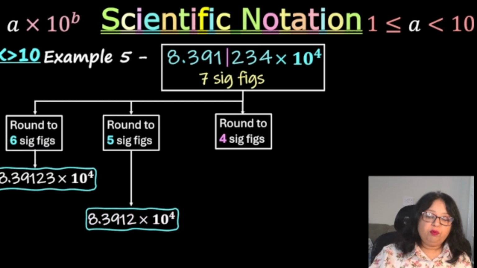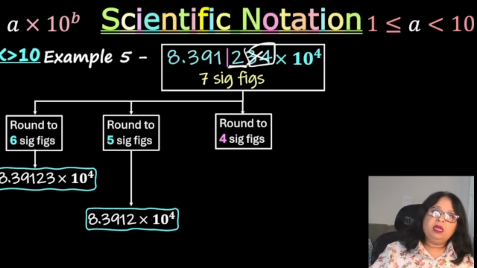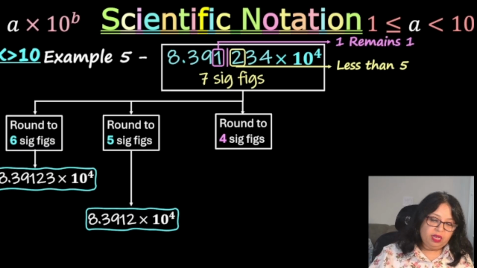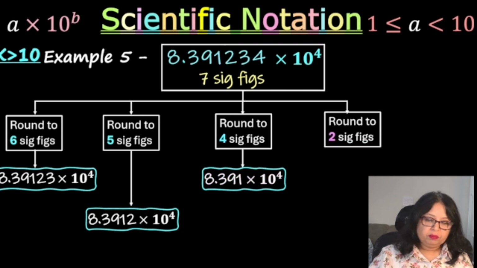Round off to 4 sig figs. We have this line. We have 4 digits to the left of the line. To round this up, you're going to ignore 3 and 4. You're going to look only at the digit immediately to the right of the line. That happens to be less than 5. Therefore, once again, the answer is going to be 8.391. Nothing really has rounded up.